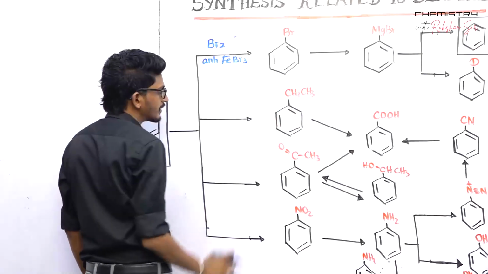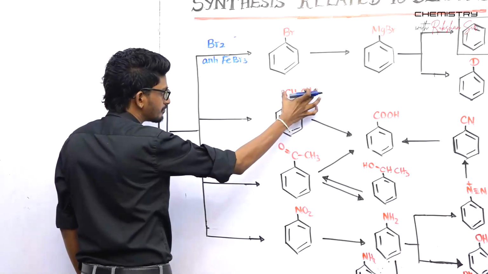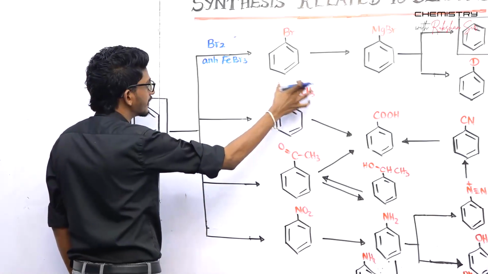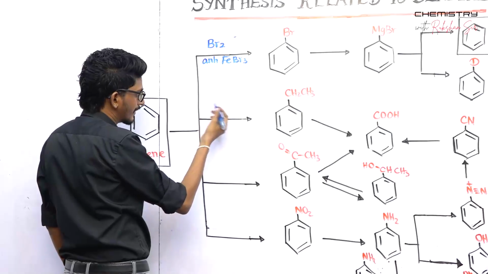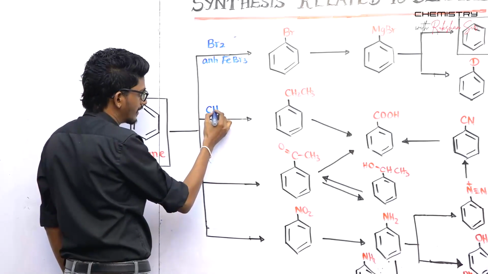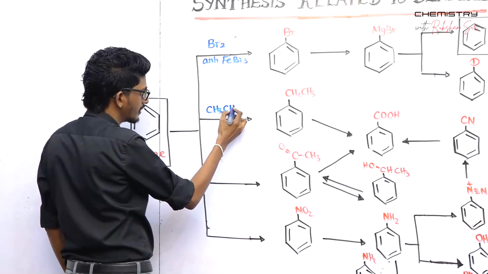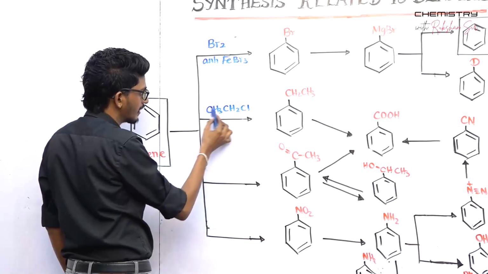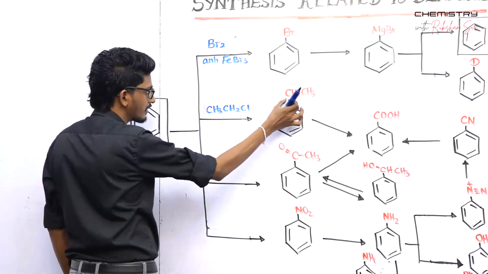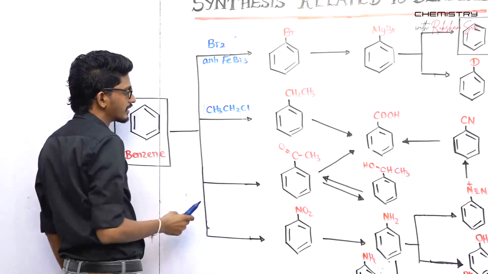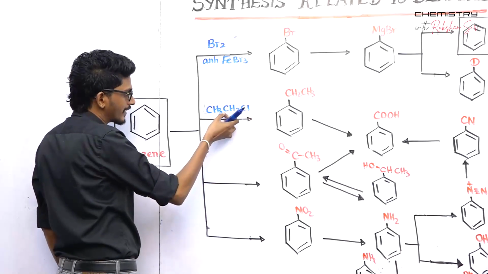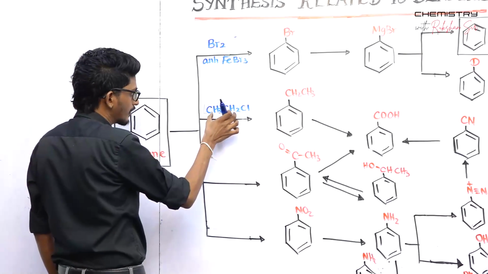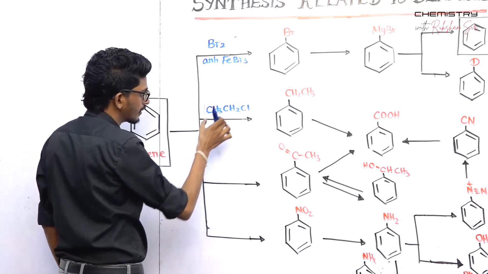Similarly, to connect an alkyl group, you can add an alkyl halide. The compound you have to add to connect this group is CH3CH2Cl. The Cl will leave while the carbon carrying that bond will connect to the benzene ring. So you are able to connect an alkyl group to the benzene ring.